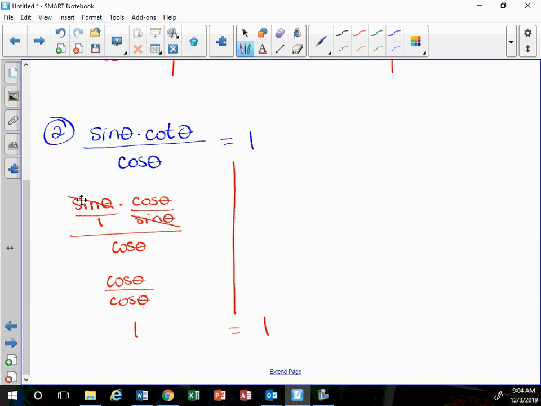That's the amount of work I would need to see. Okay, so yes, you have to write the step cosine over cosine, and then 1 equals 1. Does that make sense, what I'm looking for here as far as work? Okay.